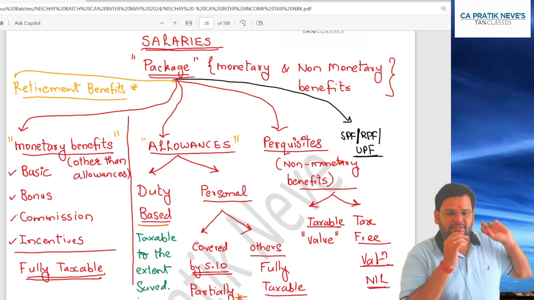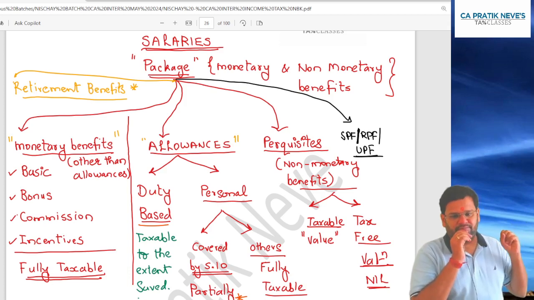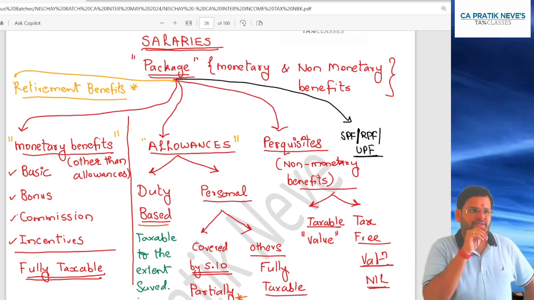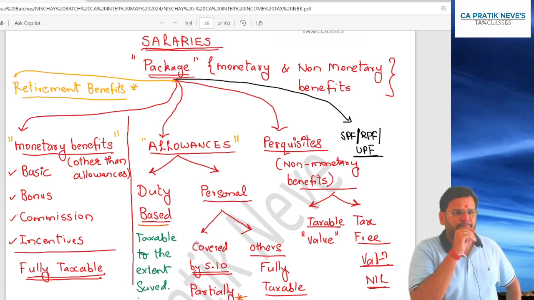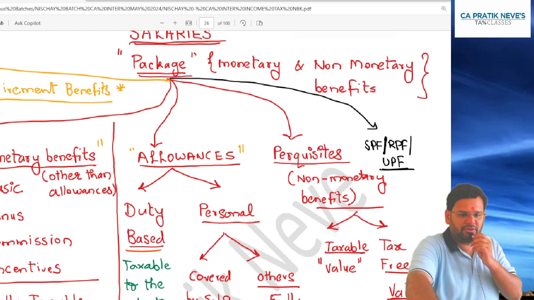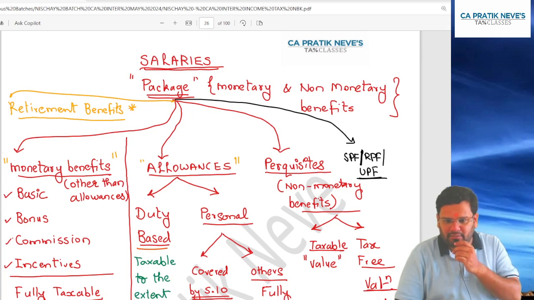Make 5 branches: monetary benefits, allowances, perquisites, SPF, RPF, UPF, and retirement benefits. A, B, C, D, E. You can call them that. Basically your package has monetary plus non-monetary benefits. Those who are watching online can pause and complete this. I am zooming, some part of the screen might get cut. Be aware.